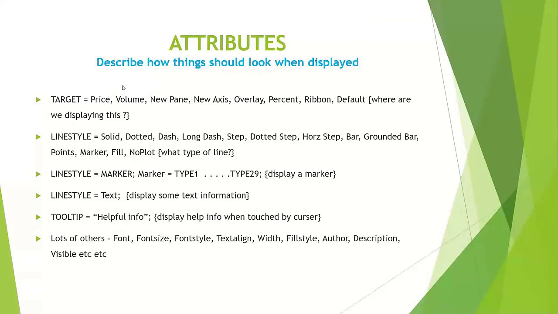I've introduced the attribute there called line style. We previously have been using attributes, color we saw, width we saw. There is a whole host of attributes that describe how things are displayed on the screen. At the very beginning, I highlighted target as an attribute. And the default for that is target equals price. That says where you want the chart to be displayed. You could say target equals volume, which would put it onto a volume pane if you had one up. It could put it onto a new pane or a new axis overlay. All of these things are available. In particular, we'll see later, you can define target as a ribbon. And then instead of drawing a line on the chart, this will actually draw a ribbon below the chart. And we'll see where that can be useful.